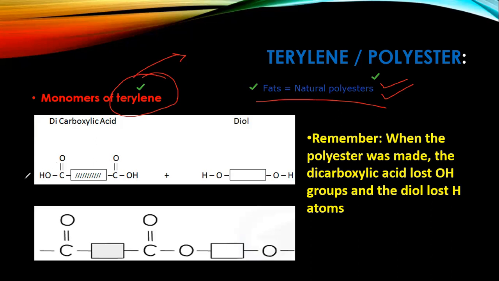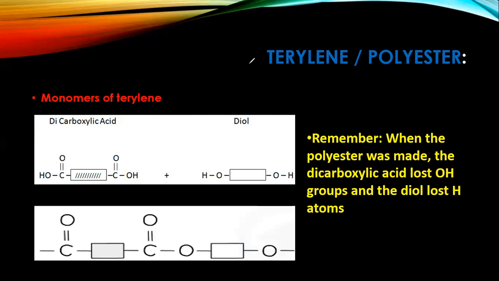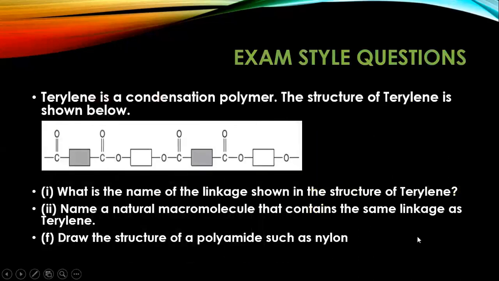And let's move through some practice questions on condensation polymers as well. Exam style question. Terylene is a condensation polymer. The structure of terylene is shown below. Now, you know very well, you just learned that terylene is a polyester. It has many ester linkages. You can easily identify the ester bonds in between the chain.